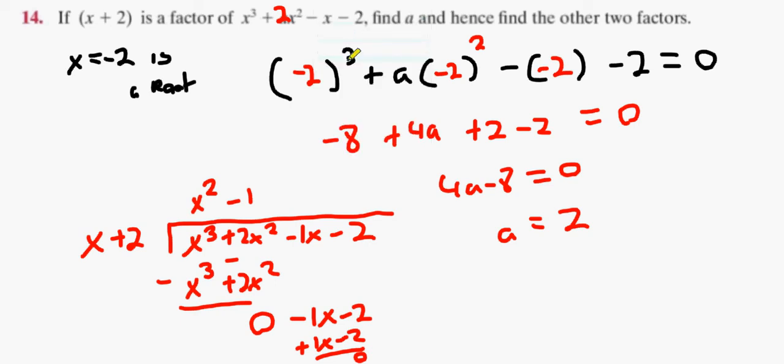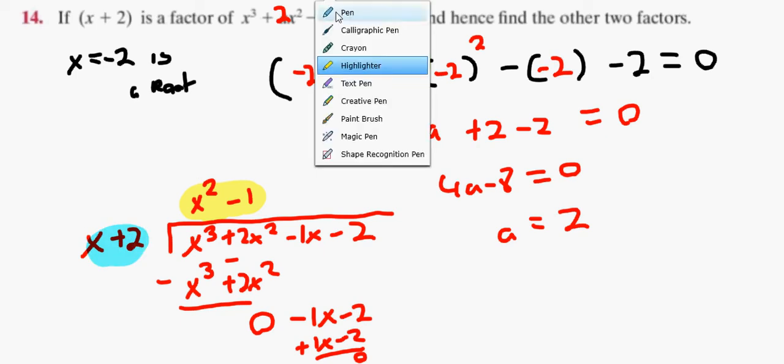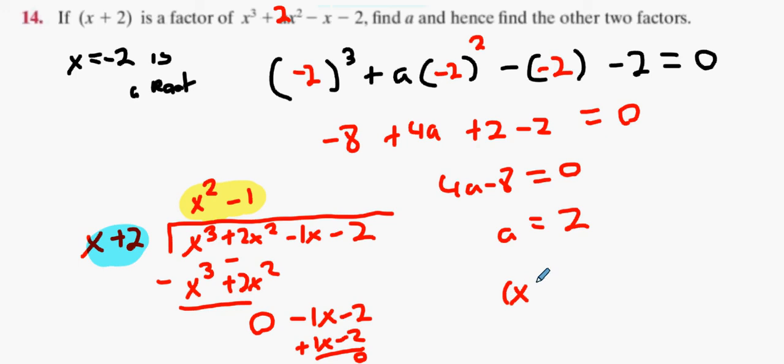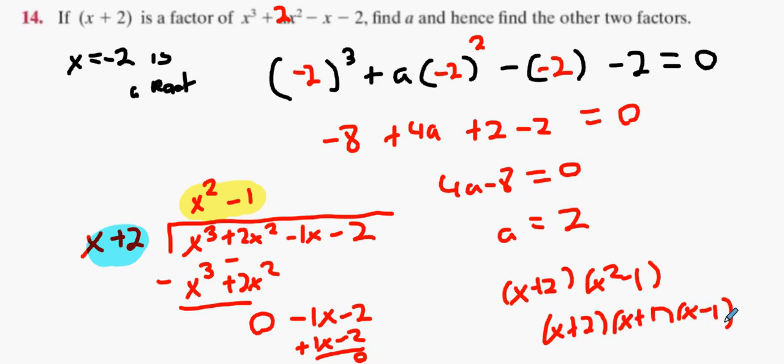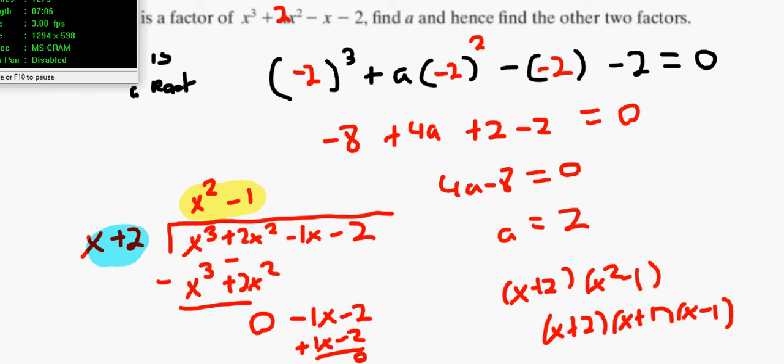And you've successfully factorized into this one and this, which we already knew from earlier on. So the answer is x plus 2 into x squared minus 1. And we already know it's x plus 2, x plus 1, x minus 1. All right, any questions?